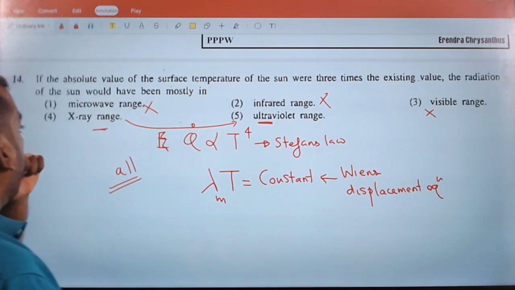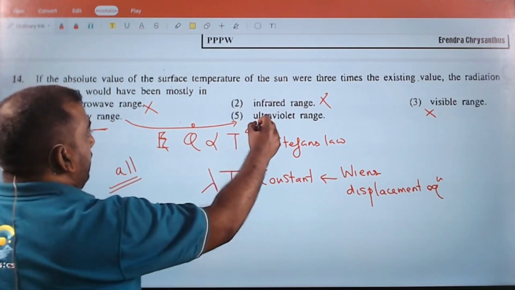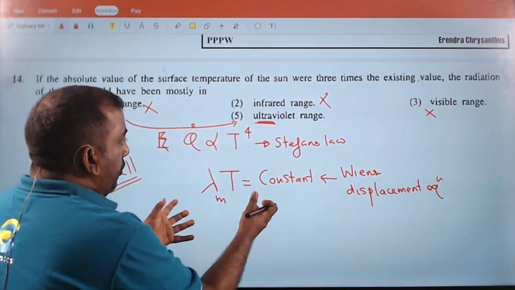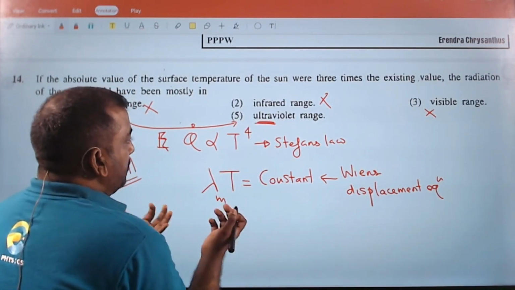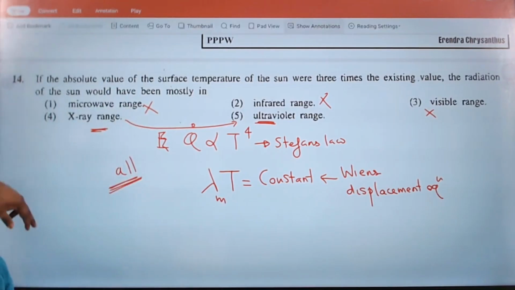So generally what happens is, when the temperature increases, it will move from ultraviolet. So it's either ultraviolet or X-rays. But no temperature is given, so therefore there is no way to compare. So all is here. Okay, no?